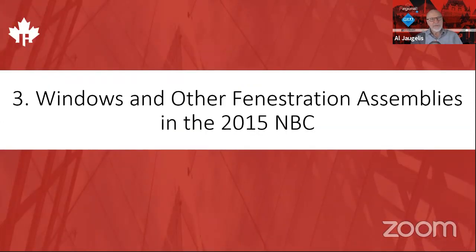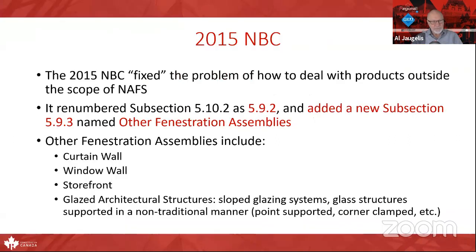So now let's look at windows and other fenestration assemblies in the 2015 National Code. The 2015 code fixed the problem of how to deal with products outside the scope of NAFS. It renumbered subsection 510.2 as 592, and it left it intact. It's still just the way it was because it applies to NAFS, products in the scope of NAFS. They've added a new subsection 593 named Other Fenestration Assemblies. And these include curtain wall, window wall, storefront, and glazed architectural structures.